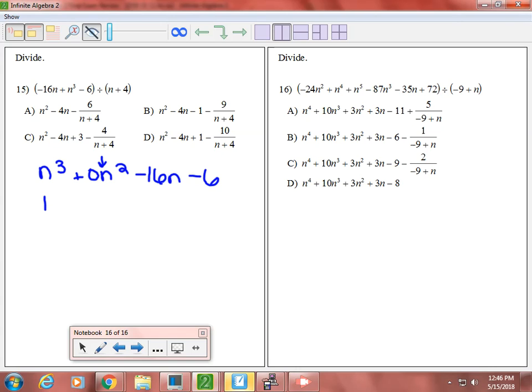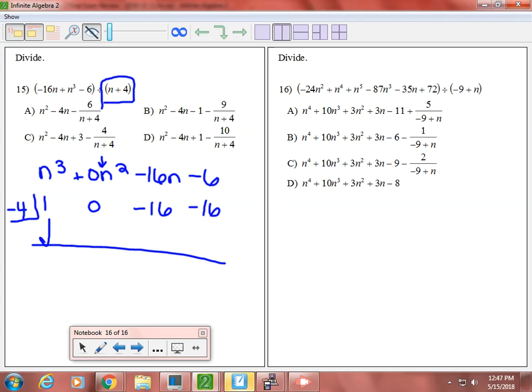So we have 1, 0, negative 16, and negative 6. And then I take this, and I do the opposite of it. So what goes in the box is negative 4. So I drop down the 1, I multiply it by negative 4, and get negative 4. That gives me negative 4. Multiply that to get a positive 16, which gives me 0. Multiply by 0, and I get negative 16.